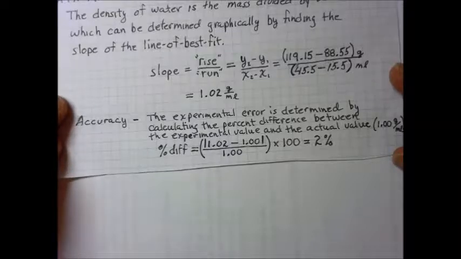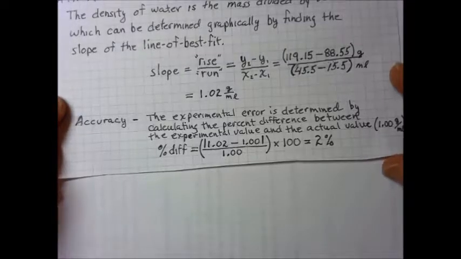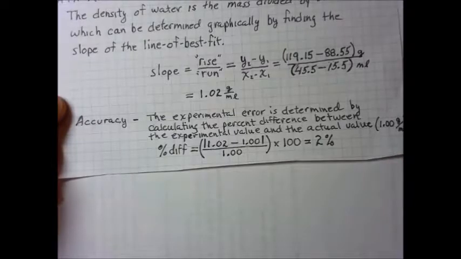I think anything under 5 is great. Anything under 10, you might have to explain it. And up to 20. 20 is really a lot of experimental error. You should be able to do better than that. I'm looking for 5 or 10%.